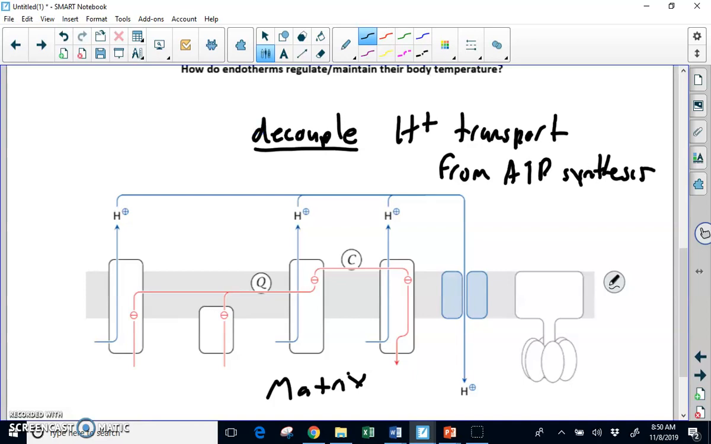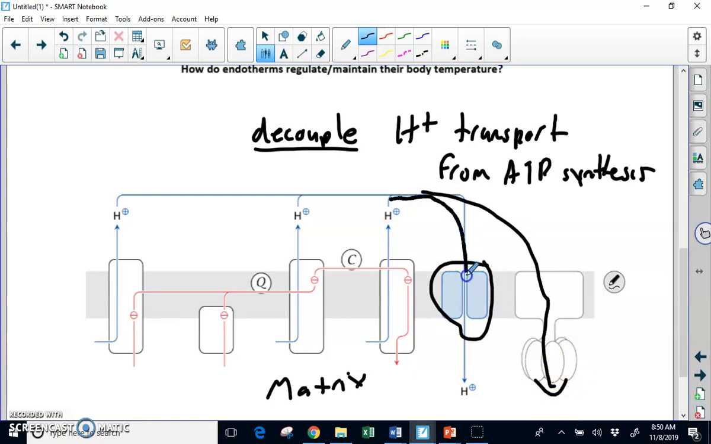Well, if you look at the picture, when organisms are really cold, they insert another protein into the membrane that lets H plus through. So now H plus has two options. It can go through the ATP synthase and store energy in ATP, or it can go through another transport protein, and instead of making ATP, when the H plus rushes through, all of the energy is released as heat.